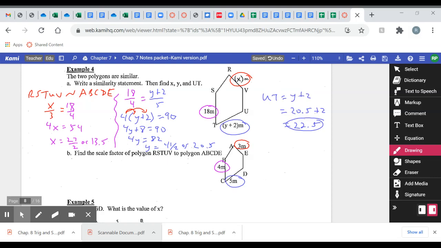Okay, part B also wants us to find the scale factor. Well, we've already been using the scale factor. It's this 18 over 4. Those are two lengths that we know that we can write as a ratio. It says this one to this one, so that's what's telling me that 18 goes on top and 4 on the bottom. And then I can just reduce that down to 9 halves.